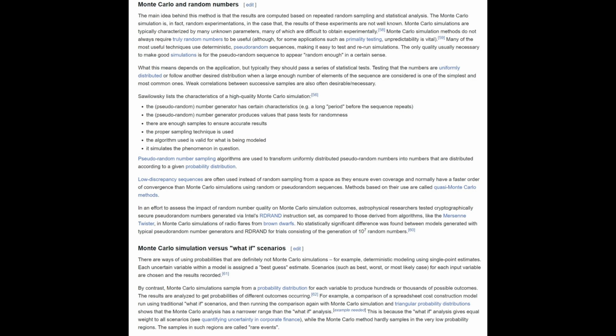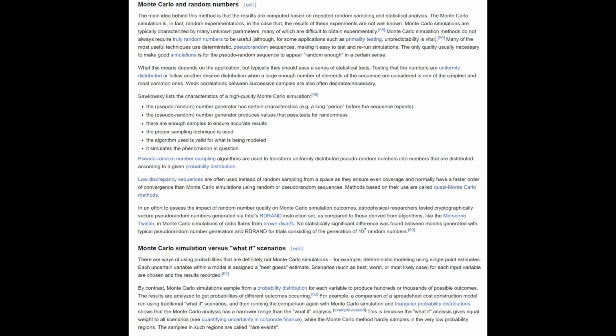The only quality usually necessary to make good simulations is for the pseudo-random sequence to appear random enough in a certain sense. What this means depends on the application, but typically, they should pass a series of statistical tests. Testing that the numbers are uniformly distributed or follow another desired distribution when a large enough number of elements of the sequence are used is the most common.